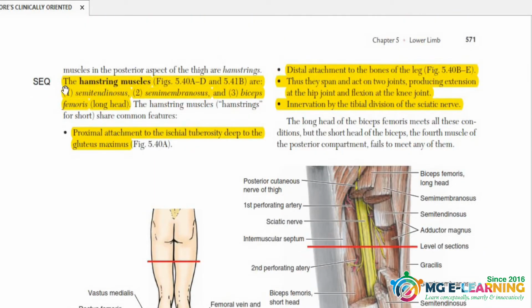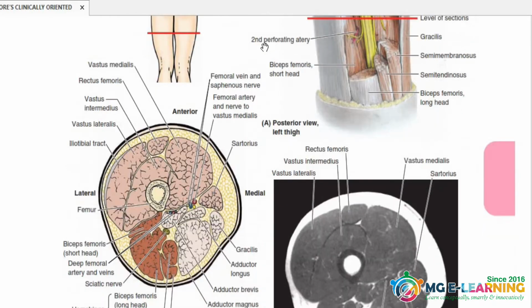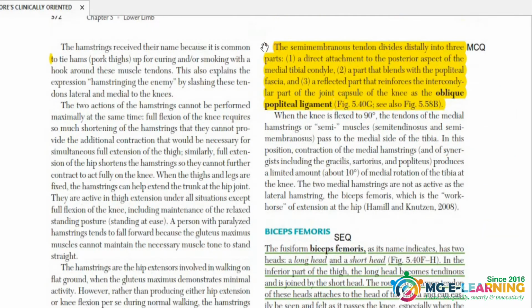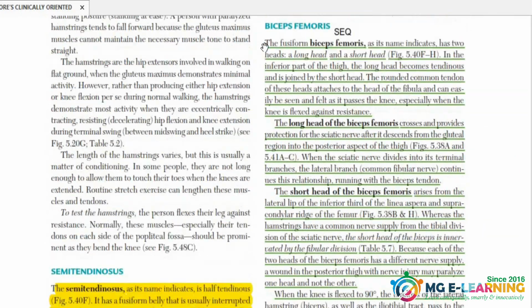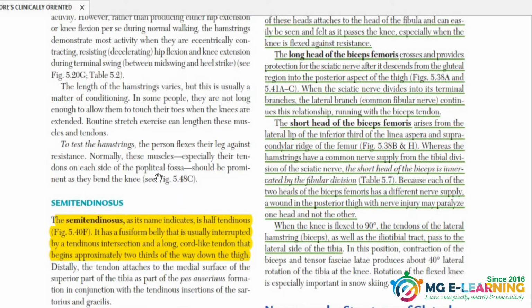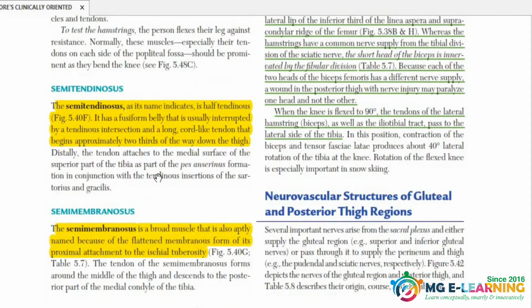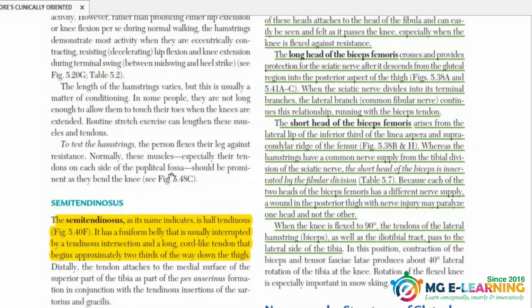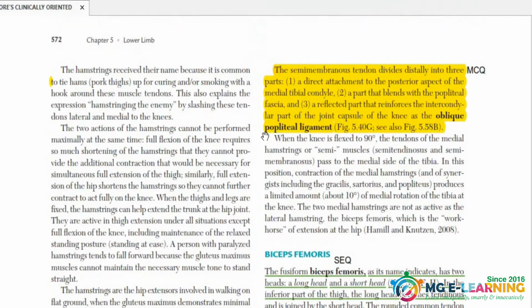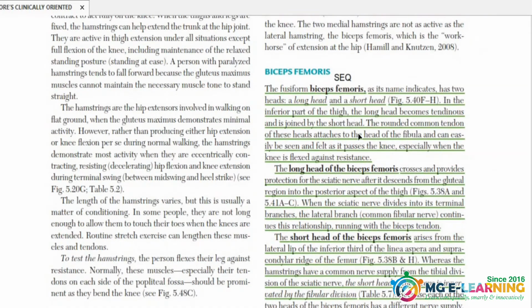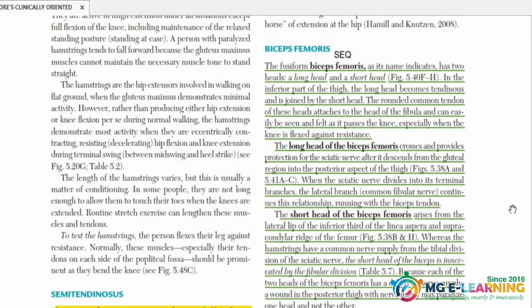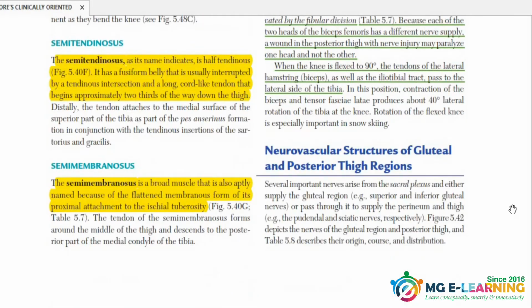Here are SCQs about hamstring muscles. You have to know about the hamstring muscles and their attachments. And then semitendinosus, semimembranosus. You have to know that semimembranosus gives rise to the oblique popliteal ligament. This one is important from the MCQ point of view. Biceps femoris. You have to know about all its heads, its attachments and their action.